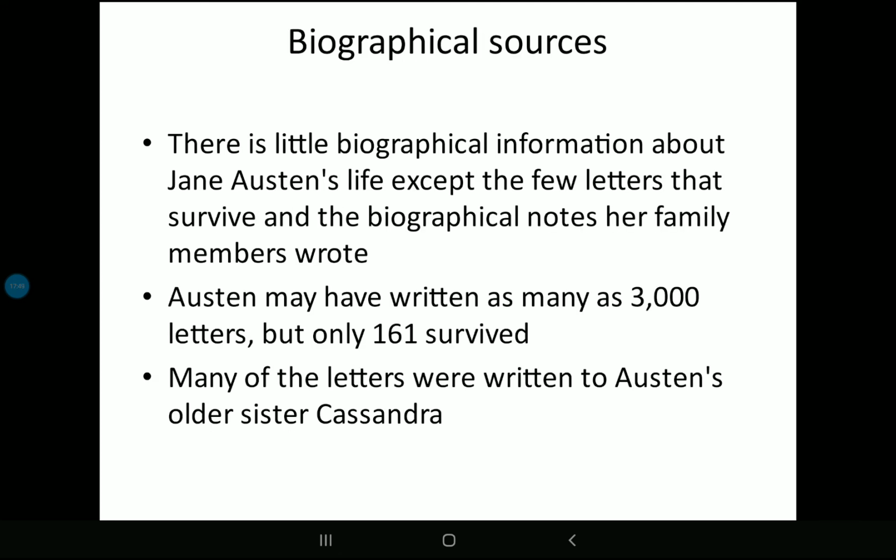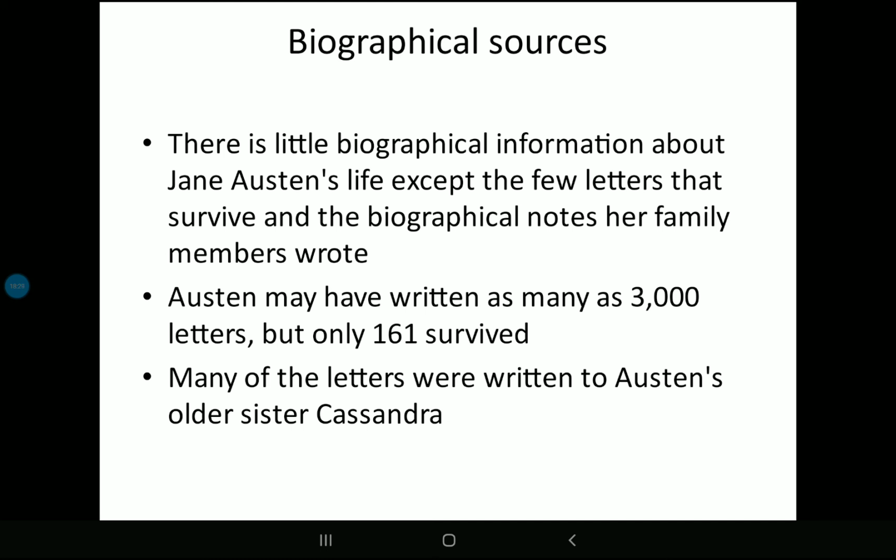Now, biographical sources. There is little biographical information about Jane Austen's life except the few letters that survived and the biographical notes her family members wrote. Back in those days, it was not decided that Austen would be very popular in future, that even 200 years later her biography would be taught in universities or colleges. So there is no official record about it. There are a few letters that survived, and some biographical notes that family members wrote. From that, we can assume what kind of person she was.